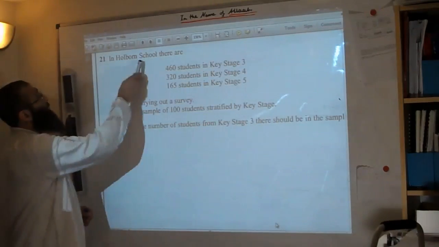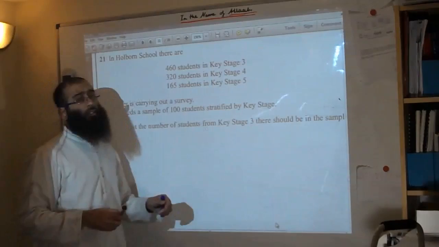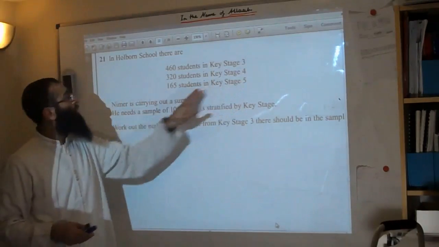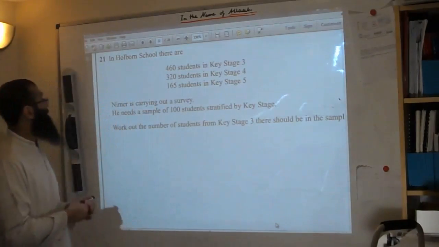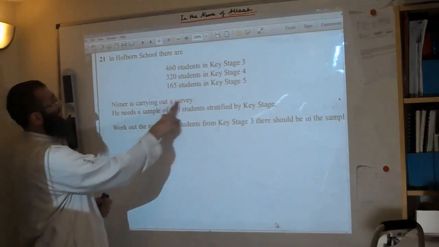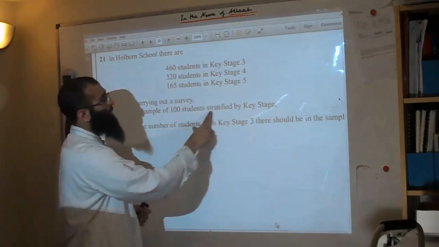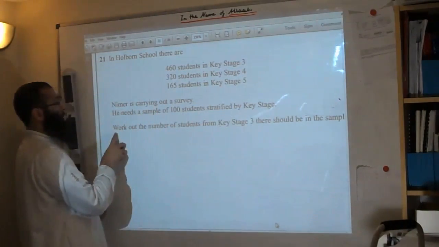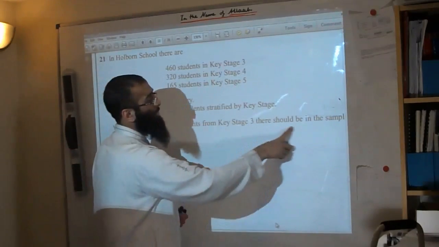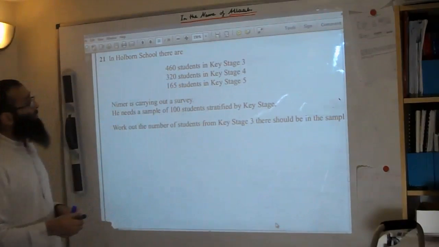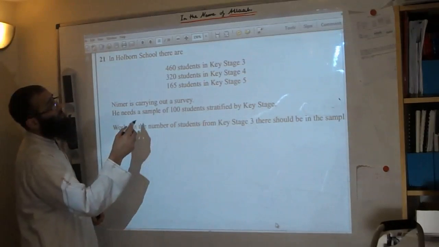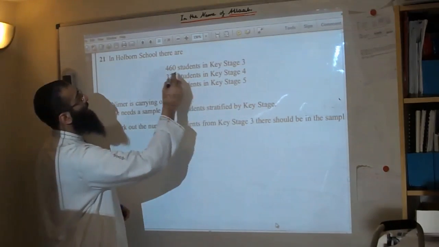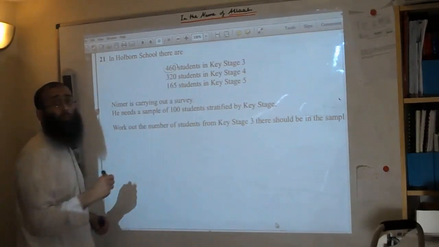Number 21. In Holborn School there are 460 students in key stage 3, 320 in key stage 4, 165 in key stage 5. Nimmer is carrying out a survey. He needs a sample of 100 students stratified by key stage. Work out the number of students for key stage 3 there should be in the sample.